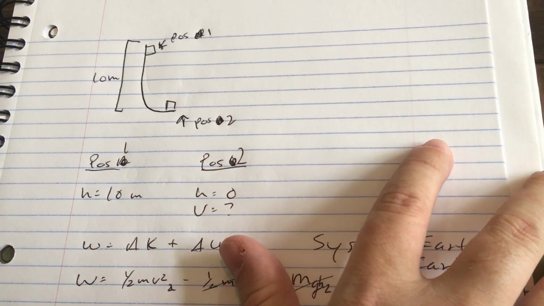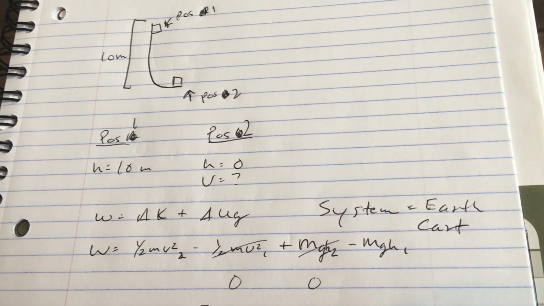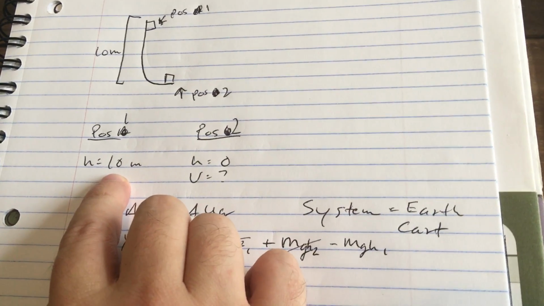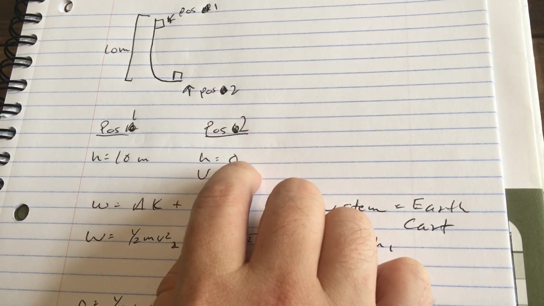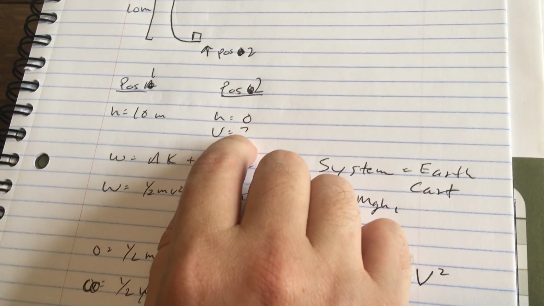Okay, so this is a very similar problem to a ball falling through the air. The only difference is really that we're using a cart on a frictionless track. So at position 1, we know we're at a height of 10 meters. At position 2, we're at 0 meters, ground level. And we're looking for the velocity at position 2.